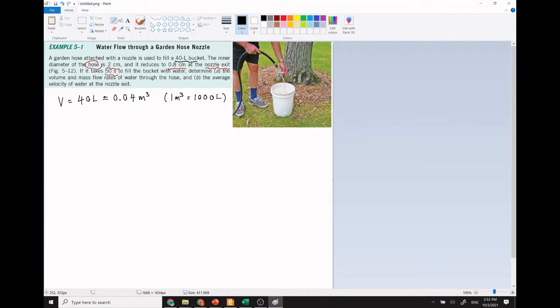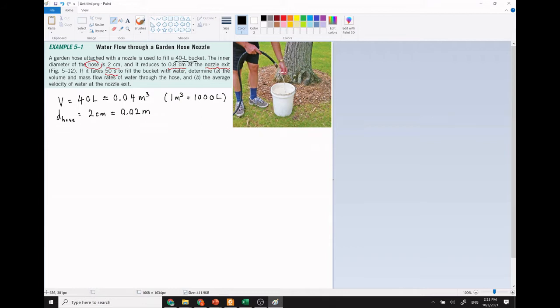And then you are given the hose diameter. The diameter of the hose is 2 centimeter. You can convert that into meter, 0.02 meter.